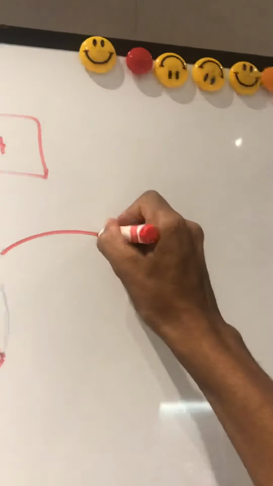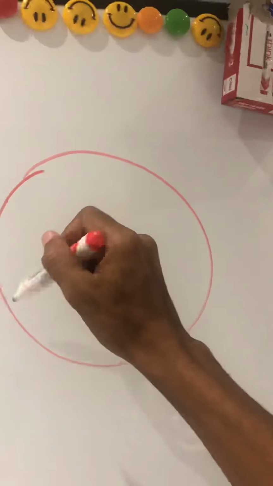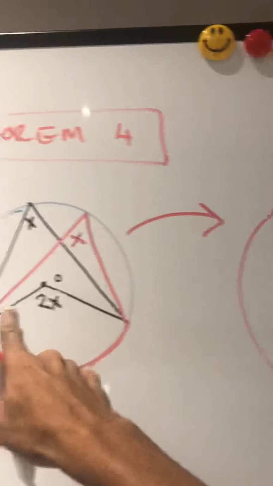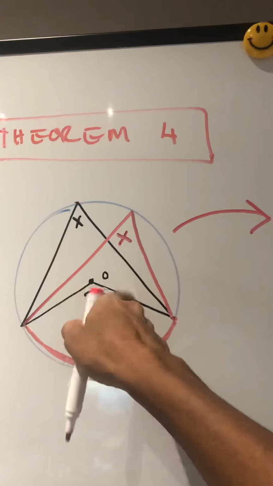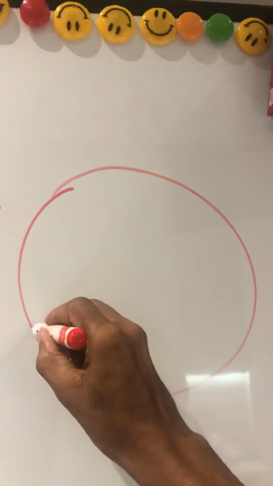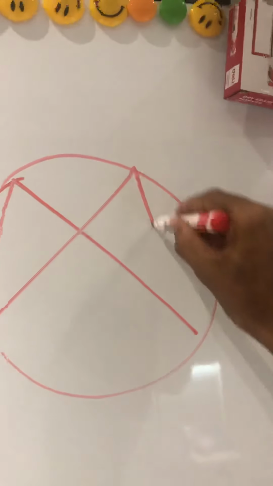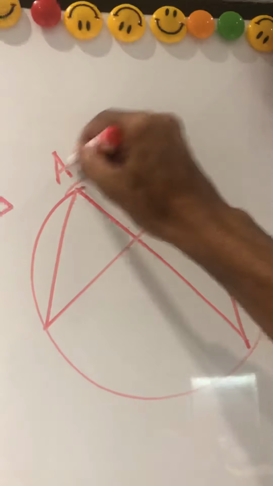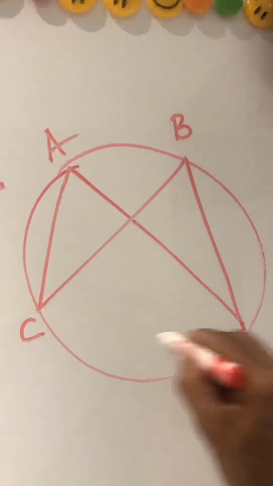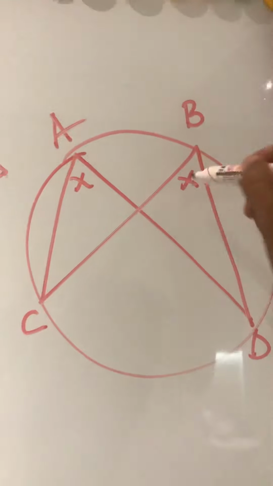Now let's move to the next one. And let's draw something like this. And we say now, let's take off the center. Let's remove the center in this one, and let's maintain that. And let's say that is A, B, C, D. So what are you having? You're having x and x.